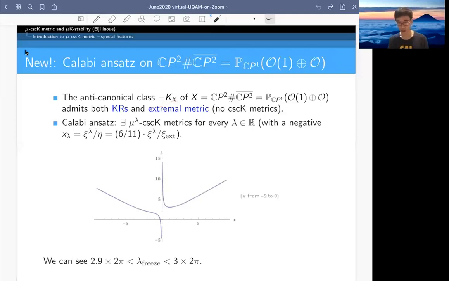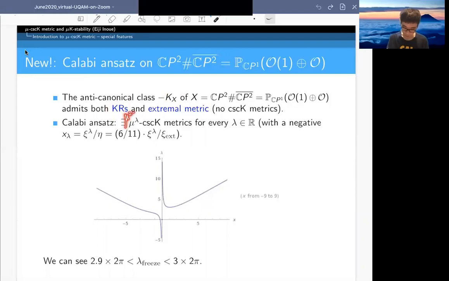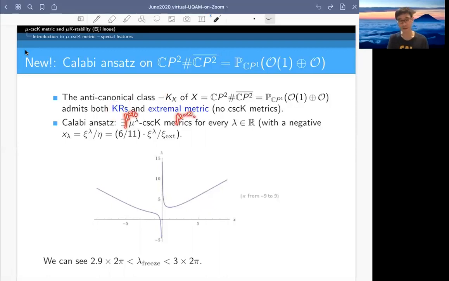And the classical results tell us that there actually exists a Kähler-Ricci soliton in this anticanonical class, and there also exists an extremal metric, and there is no cscK metric. And using the Calabi ansatz, we can show that there also exist mu lambda cscK metrics for every lambda in this anticanonical class. Mu 2 pi cscK metrics in this class are equivalent to Kähler-Ricci solitons, and extremal metrics can be considered as mu minus infinity cscK metrics.